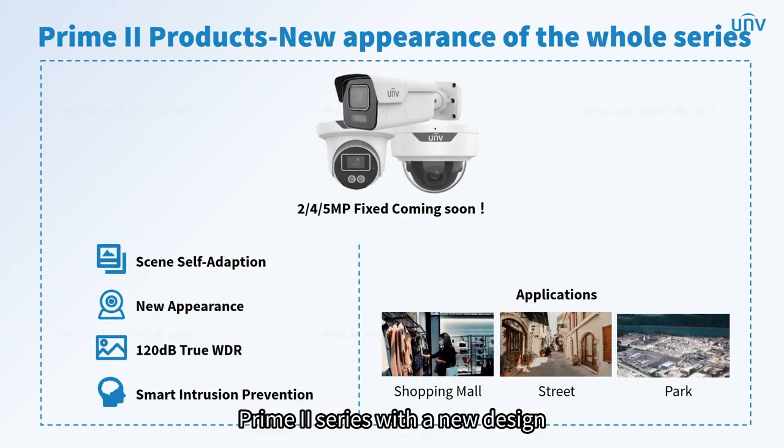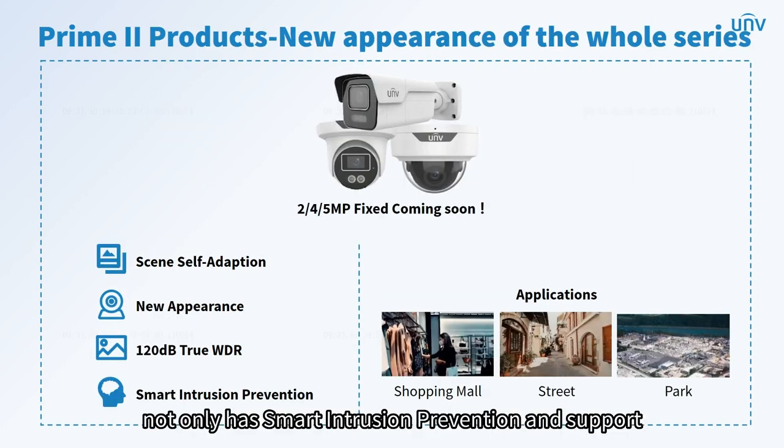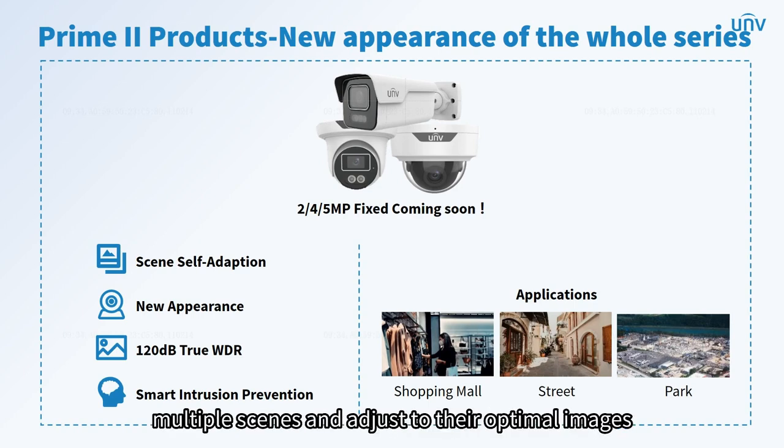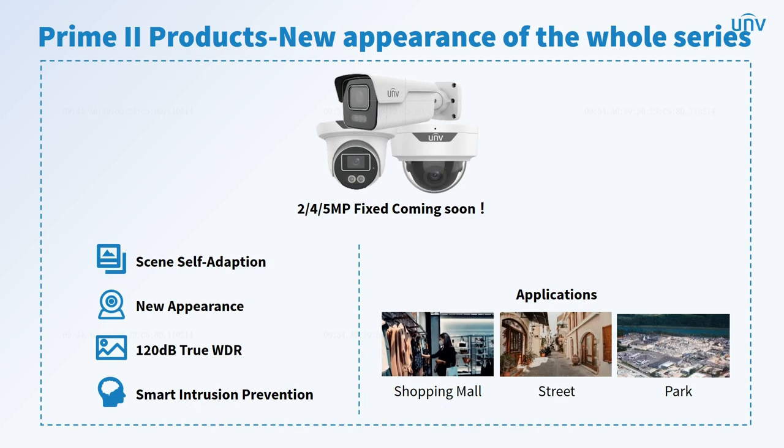The Prime 2 series with a new design not only has smart intrusion prevention and supports Color Hunter, it also has another major feature, scene self-adaption. Scene self-adaption can identify multiple scenes and adjust to their optimal images. The Prime 2 series will be a great tool for the project engineering market and can be used in shopping malls, streets, parks, and other scenarios.